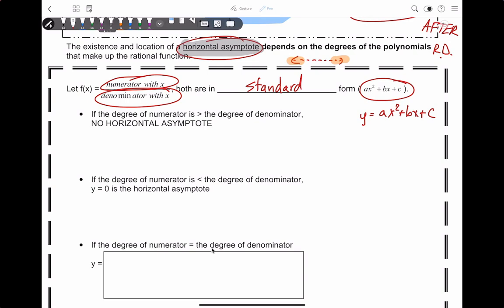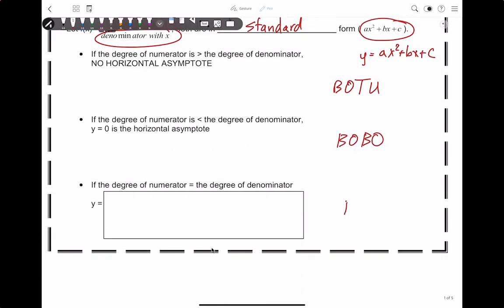Now, if I want to look at this and I actually want to see where the horizontal asymptote is going to happen, I need to look at an acronym. It's going to be BOTU, then it's going to be BOBO, and this last one's going to be Betsy, if you will. So we're going to say BE. These are acronyms for what you'll see they represent here in just a bit.